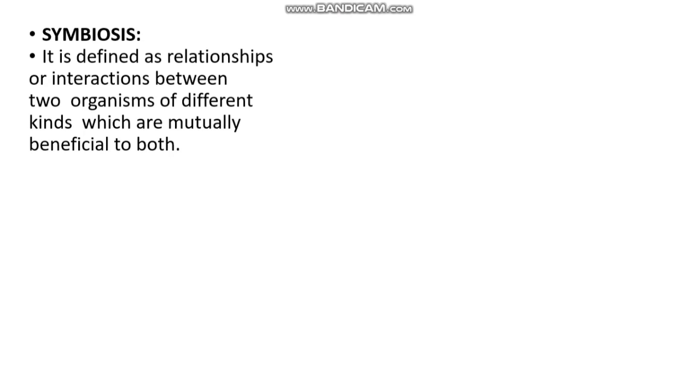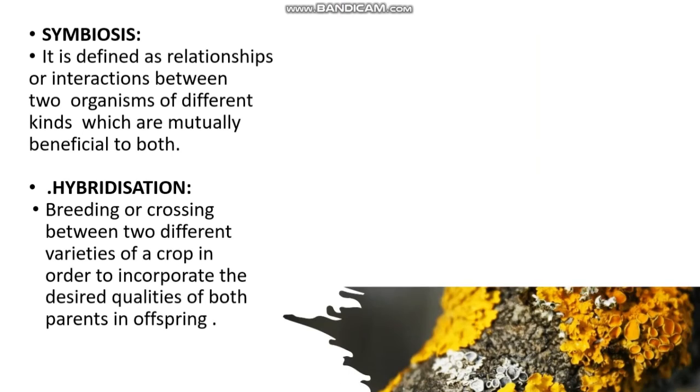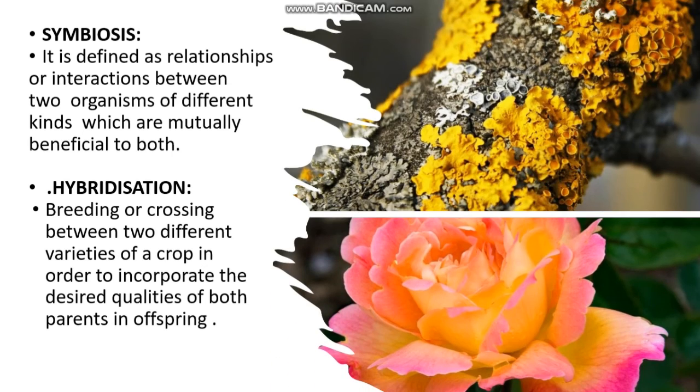Symbiosis. It is defined as relationships or interactions between two organisms of different kinds which are mutually beneficial to both. Hybridization. Breeding or crossing between two different varieties of a crop in order to incorporate the desired qualities of both parents in offspring.